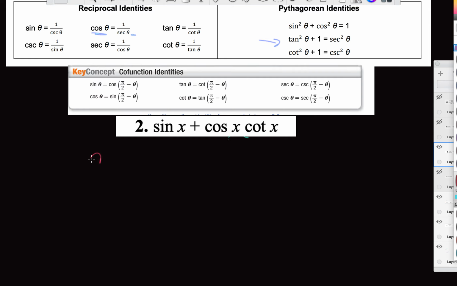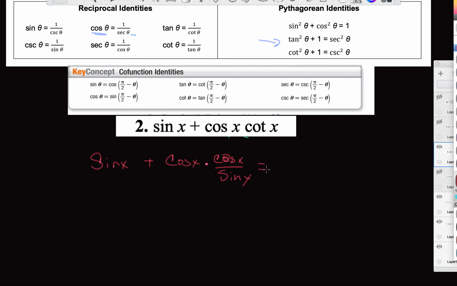We say sine x plus cosine x times cosine over sine. So now I put this in terms of sine and cosine. So I can multiply these together and then create a denominator here.